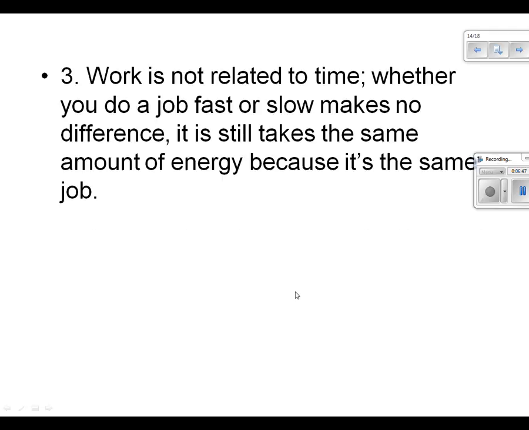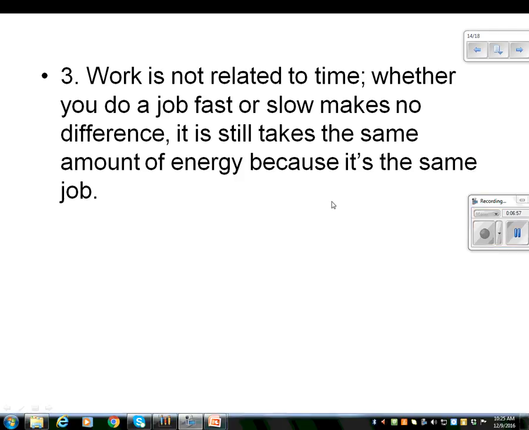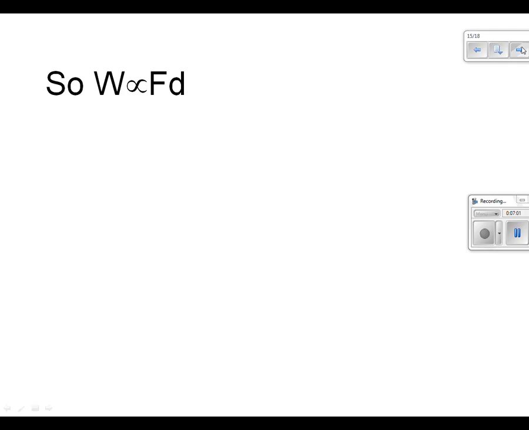Work is not related to time. Whether you do a job fast or slow makes no difference. It still takes the same amount of energy because it's the same job. It's the same transfer of energy. So with those in mind, work is proportional to F times D. Right? Work is proportional to F times D.